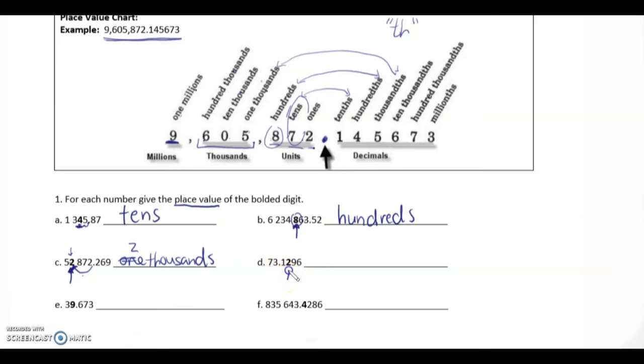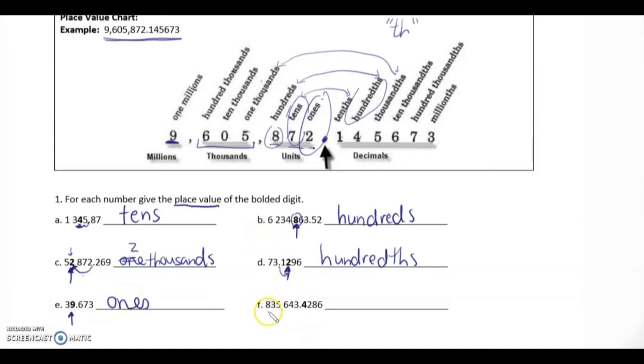Okay, D, the 2 is 2 place values to the right of the decimal. So 1, 2, we're looking at hundredths. And don't forget that this is spelled with a THS. Okay, for E, we have 39.673. The number directly on the left of the decimal is the ones digit. So we have like 9 ones.